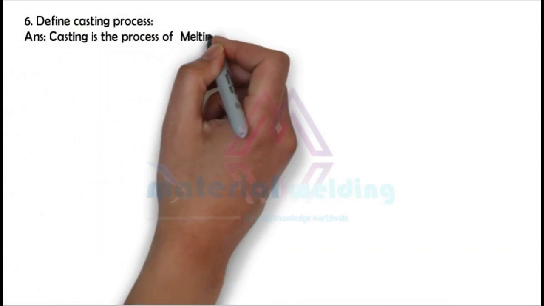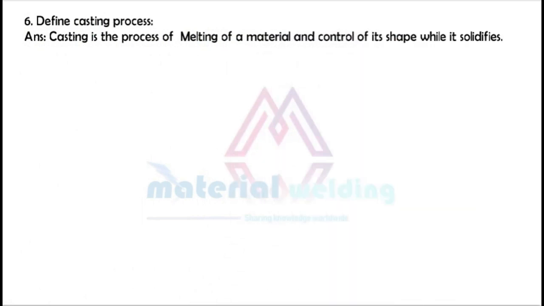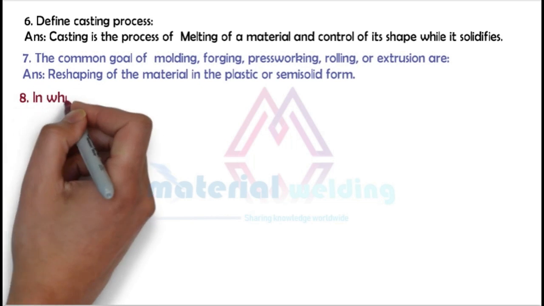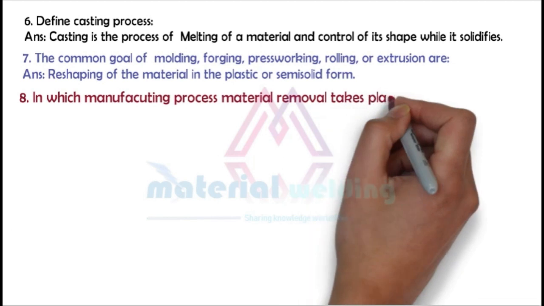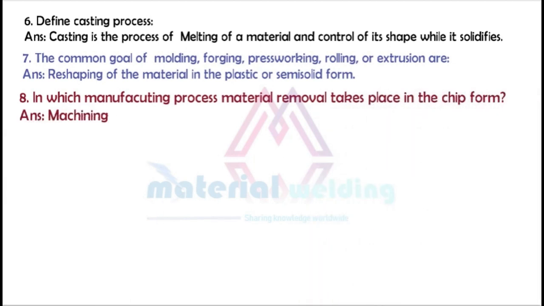Next is, what is the casting process? Casting is the process of melting a material and controlling its shape while it solidifies. Welding is also similar to casting, where we melt a localized material and it gets solidified. Next, in which manufacturing process does material removal take place in chip form? Answer is the machining process.